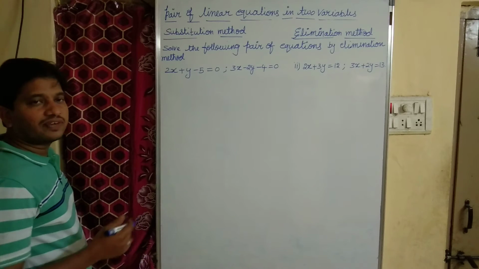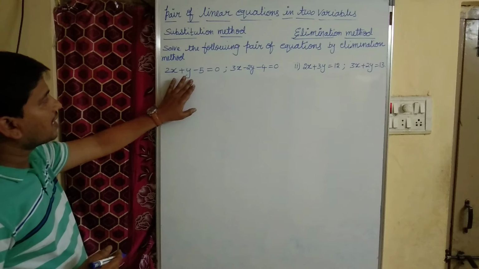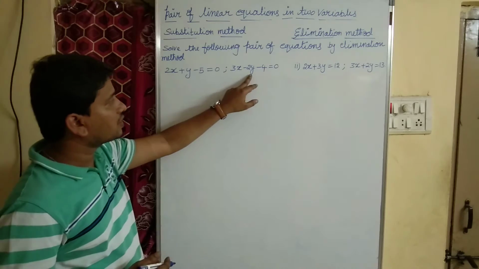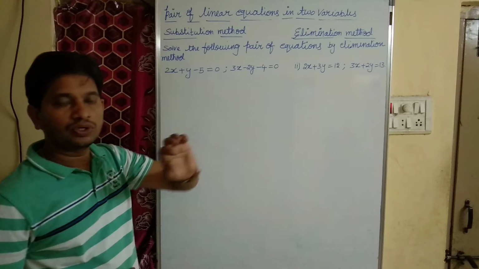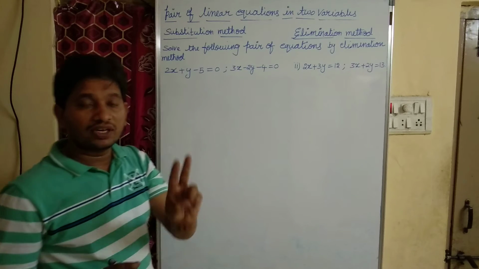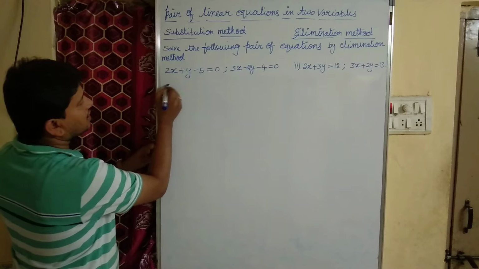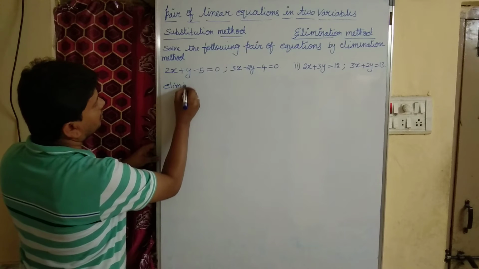So given system of equations are 2x plus y minus 5 equal to 0, and the second one is 3x minus 2y minus 4 equal to 0. They are the pair of linear equations in two variables. Okay, so first one, let us discuss elimination method.